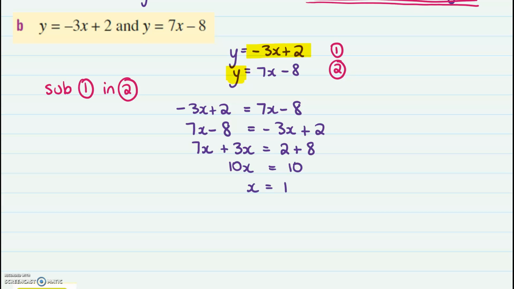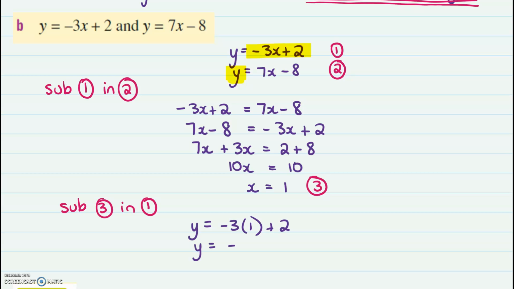Now just like before, once you get your value for x, call it 3. And we're going to sub 3 in. You can put it in equation 1. You can put it in equation 2. Doesn't matter. Let's try it in 1 this time. So equation 1 says that y equals negative 3. Now instead of x, we've just worked it out. So you times it by 1 and then add 2. So y equals negative 3 plus 2, which has a value of negative 1.